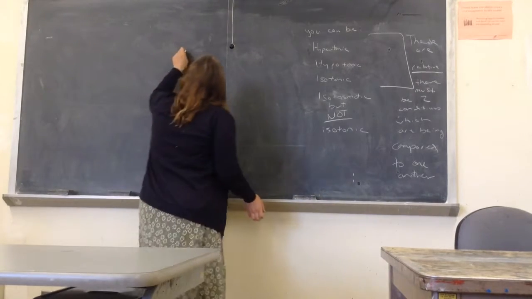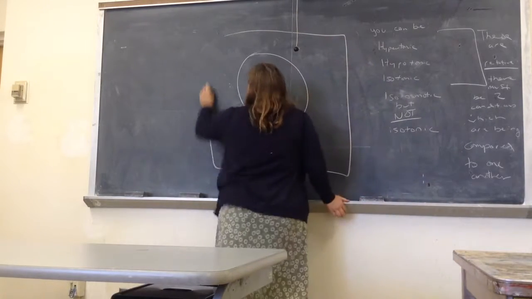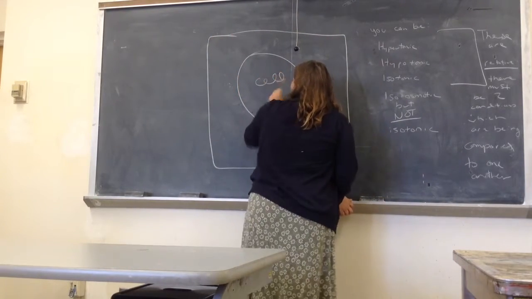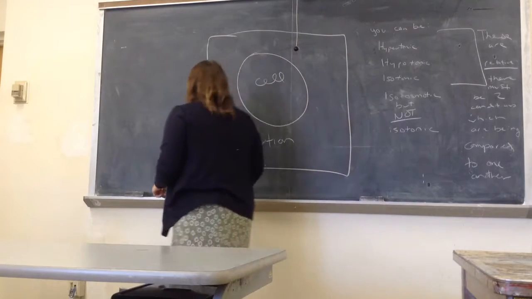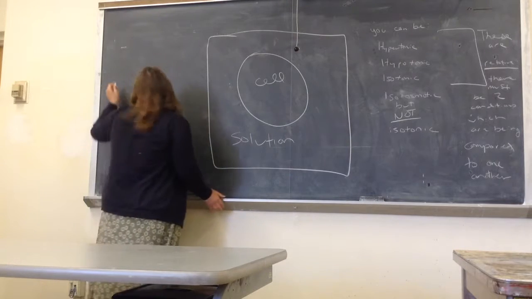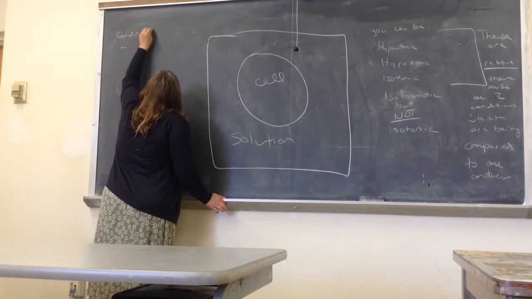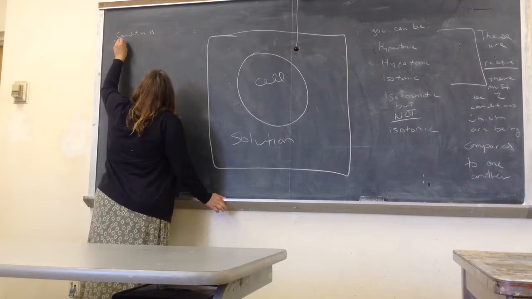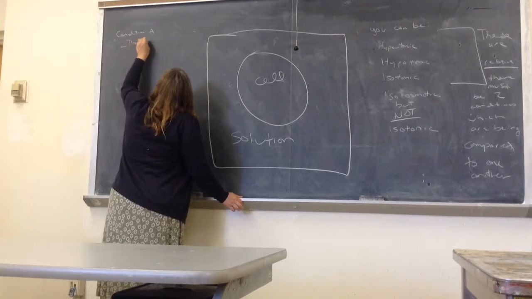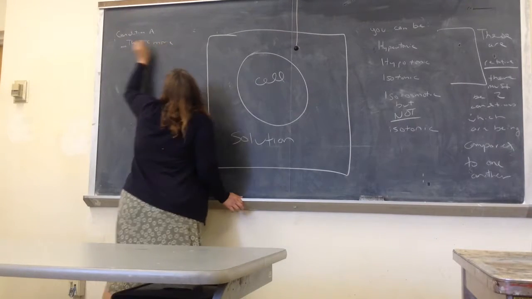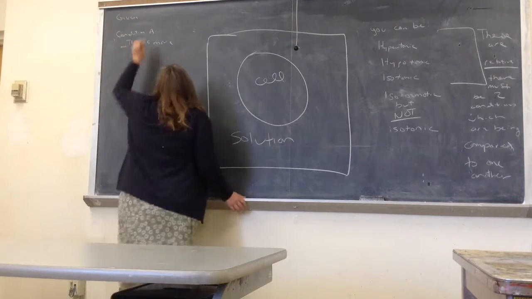So here we have a cell, and here we have solution. I'm going to give you a couple of different conditions, and we're going to figure out what happens to this cell in each condition. So condition A. Given we're talking about osmosis, which is the movement of water.